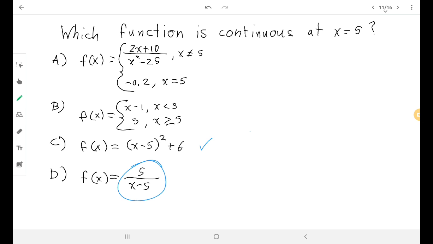And then if you look at the last one, if I put in 5, I'm going to get 0 down here. It's not going to cancel with anything, so that's going to give me a vertical asymptote. So C is definitely my answer here. Okay, I'll give you a moment to think about that.